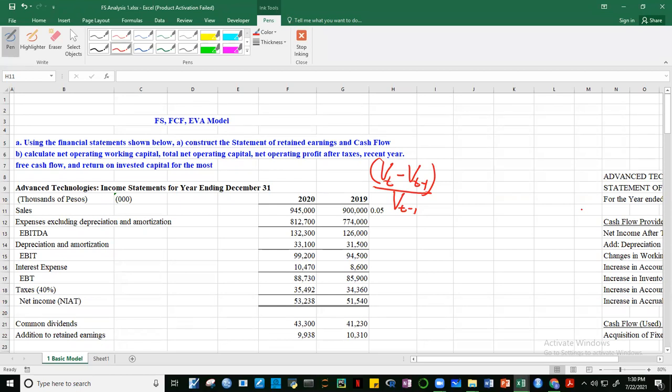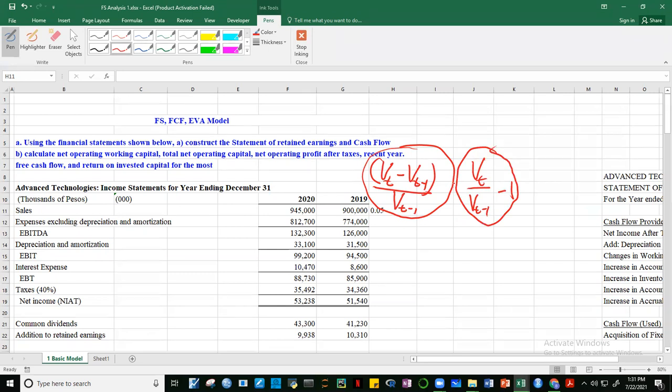Okay, there. So William says 945 over 900, and then the 1.05, so 5%. But there is a jump here, the 1.05 became 5%. So what William is saying here is that we can simplify this. So that we have no subtraction in the numerator, we can distribute the denominator. So this becomes V sub t over V sub t minus 1, and then we distribute V sub t minus 1 over V sub t minus 1, minus 1. There, so this is the easier formula.